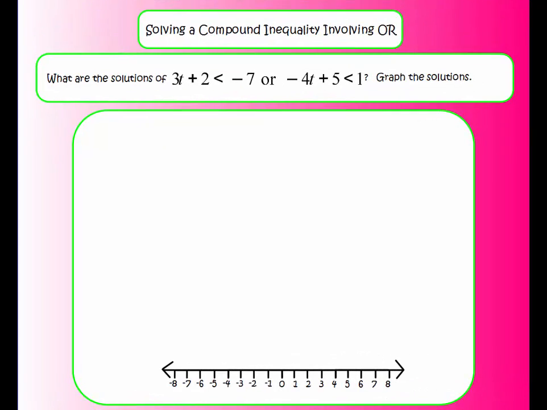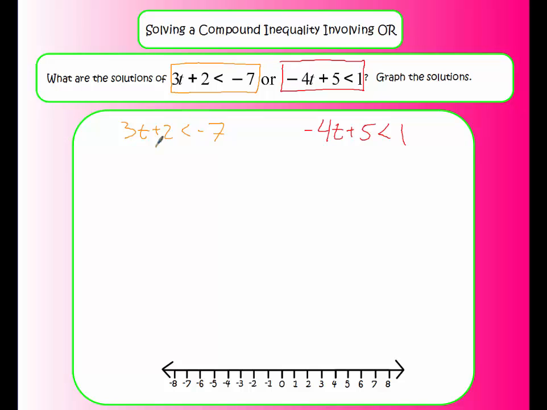For a compound inequality involving or, it's already broken into 2 parts for you. If you notice up here, we already have this piece. There's also this piece. So I simply solve both pieces. 3t plus 2 is less than negative 7 is one piece, and the other piece is negative 4t plus 5 is less than 1.